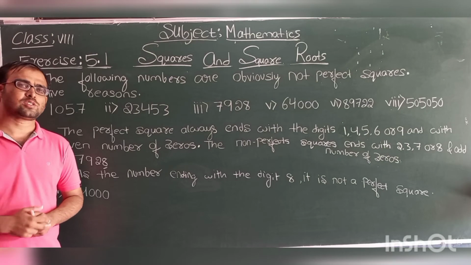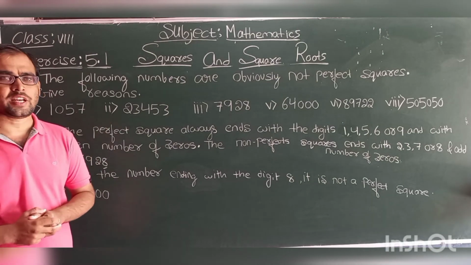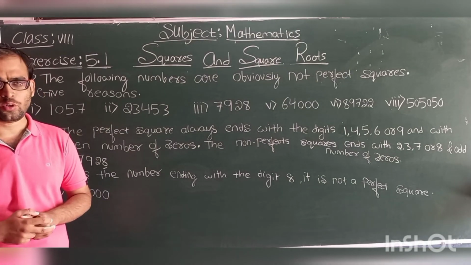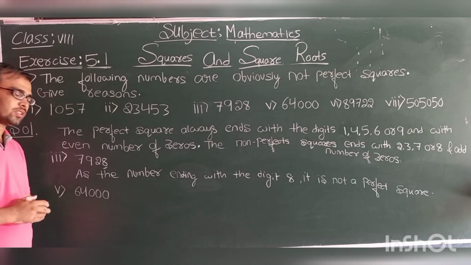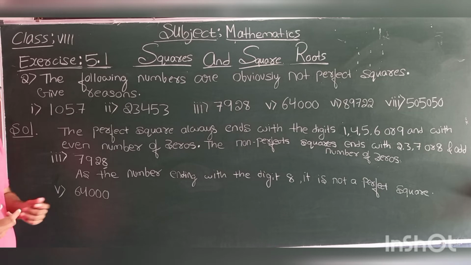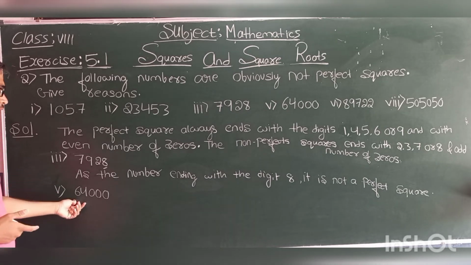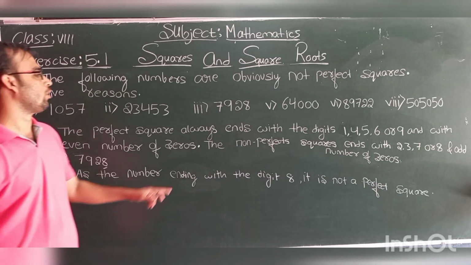Students, in this exercise also, I will solve only some questions and the remaining questions you have to solve on your own. Okay, and now we will solve fifth question. So, what is it? 64,000. What we need to do? It is a non-perfect square and we need to give the reasons. Okay, so look at here, students.